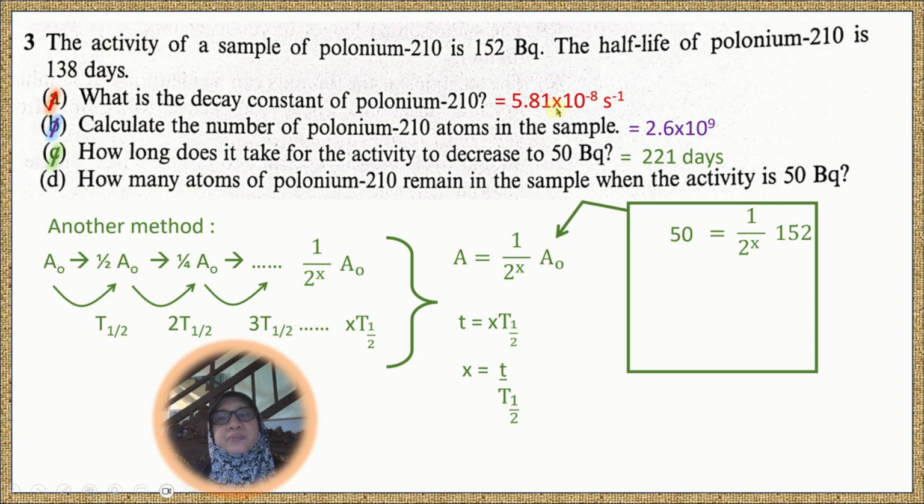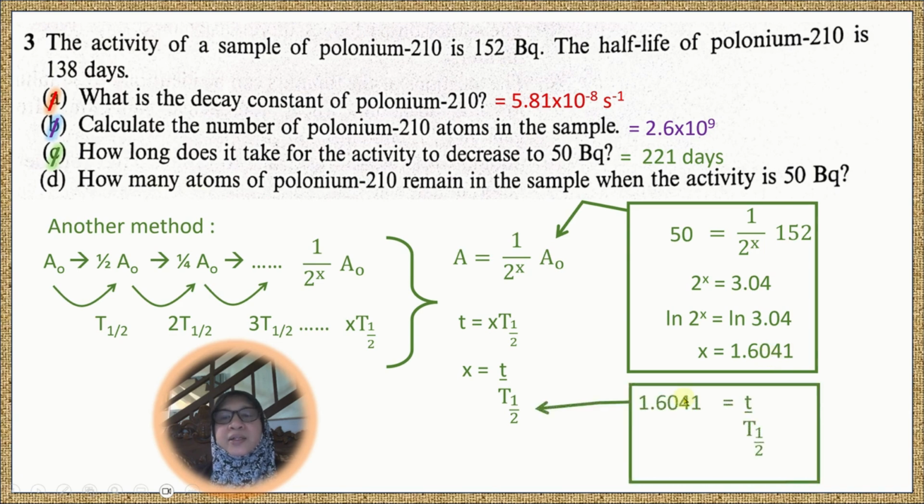So A is the activity given here, 50 becquerel, and 1 over 2 to the power of x times the initial activity, given as 152 becquerel. Okay, so cross multiply, take ln on both sides, and we get x equals 1.6041. To find the time taken, we substitute into the equation here.